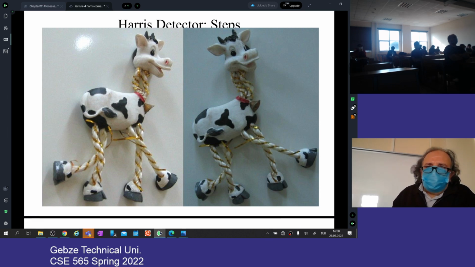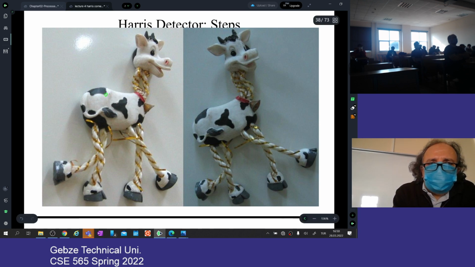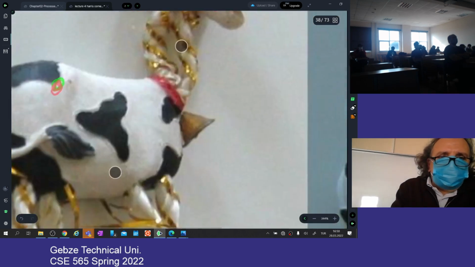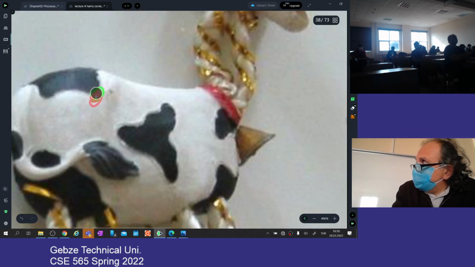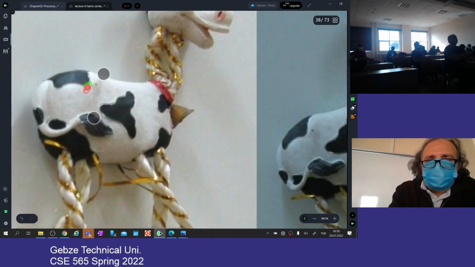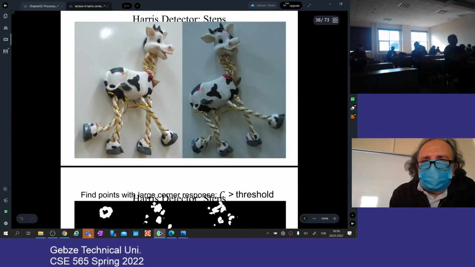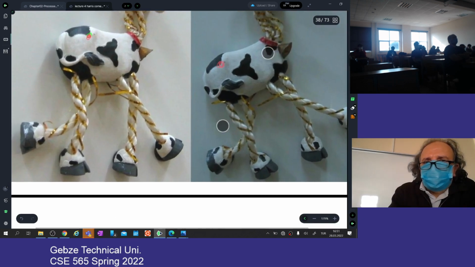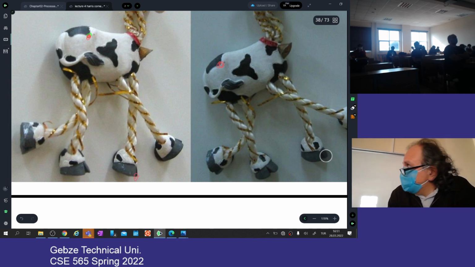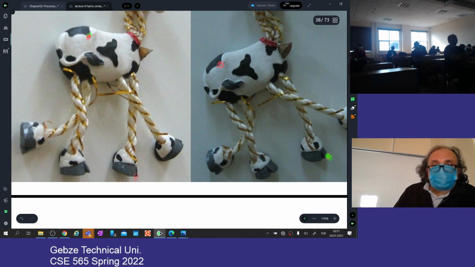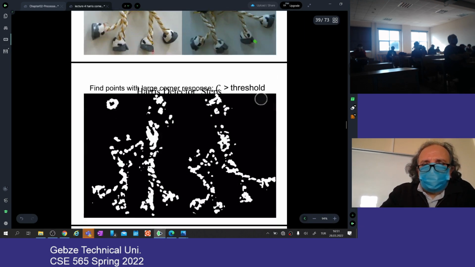For example, if I find a corner here, can I find the same corner here? Can you see where I say here? And if I find a corner around here, can I find the same corner around here? Like that. So that's what I'm going to do. Let's do the corner detection.